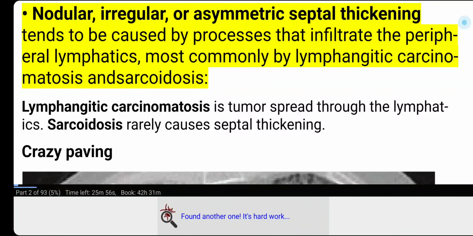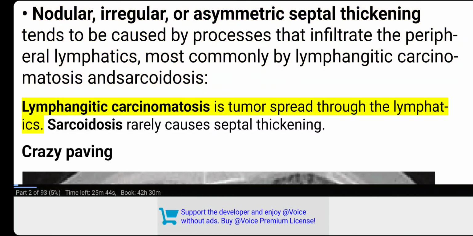Nodular, irregular, or asymmetric septal thickening tends to be caused by processes that infiltrate the peripheral lymphatics, most commonly by lymphangitic carcinomatosis and sarcoidosis. Lymphangitic carcinomatosis is tumor spread through the lymphatics. Sarcoidosis rarely causes septal thickening.